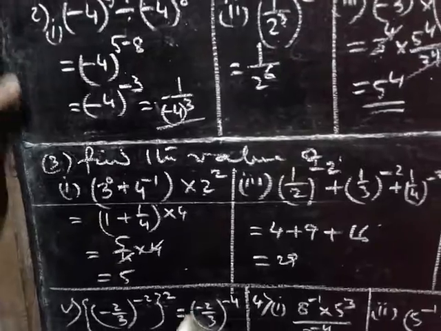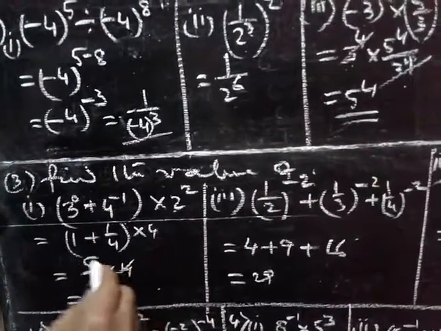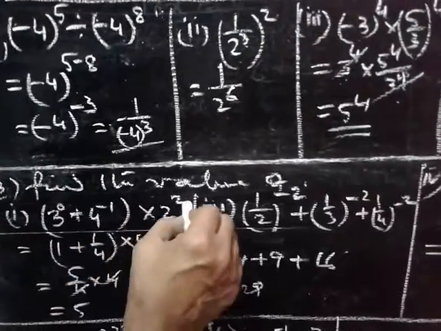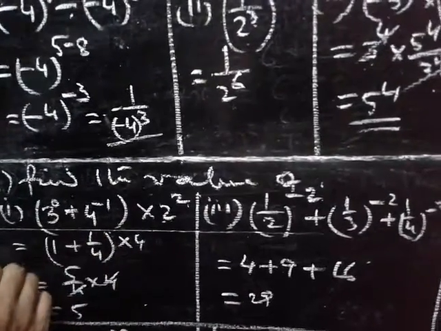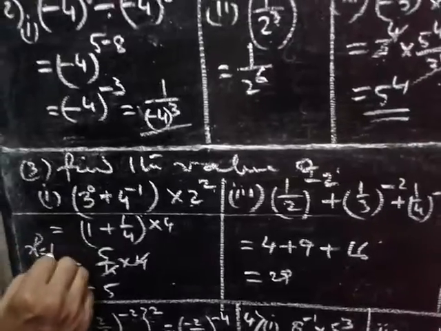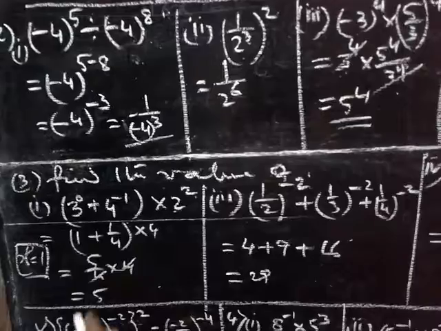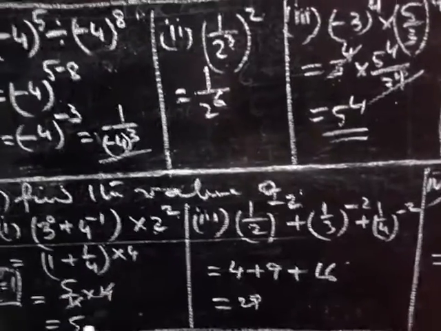Next, number 3, find the value of this, that is 3 to the power 0 plus 4 to the power 1 into 2 to the square. Anything, that is x to the power 0 equal to 1, we know. So 3 to the power 0, it will be 1 plus 1 by 4 into 4. 4 is cut off, and 5 remains the answer.